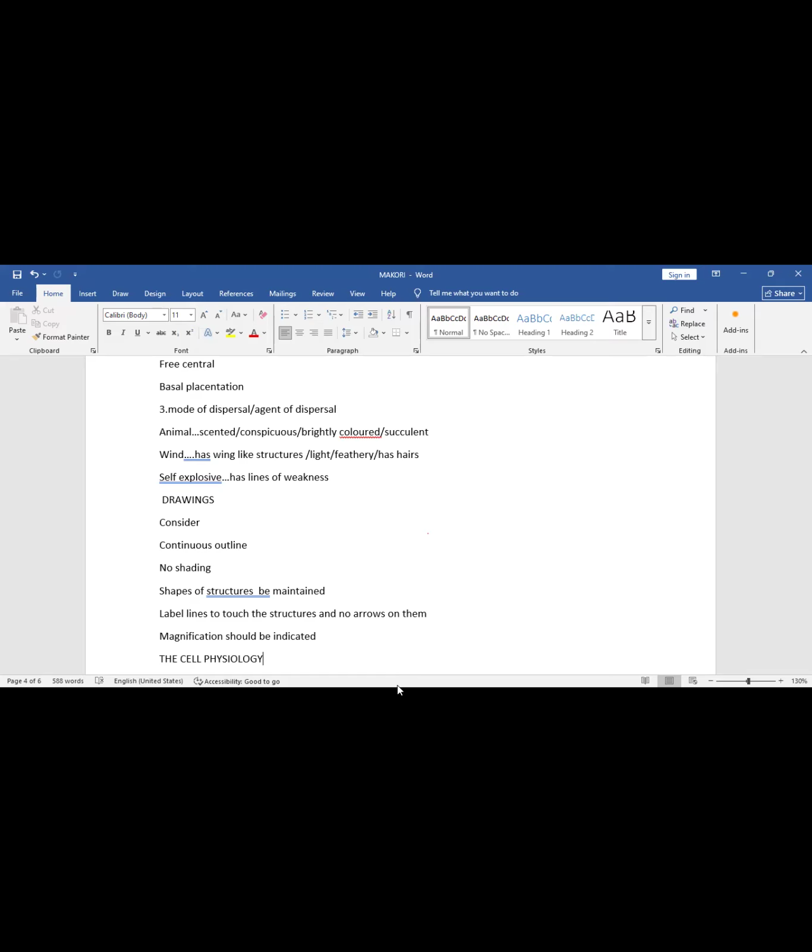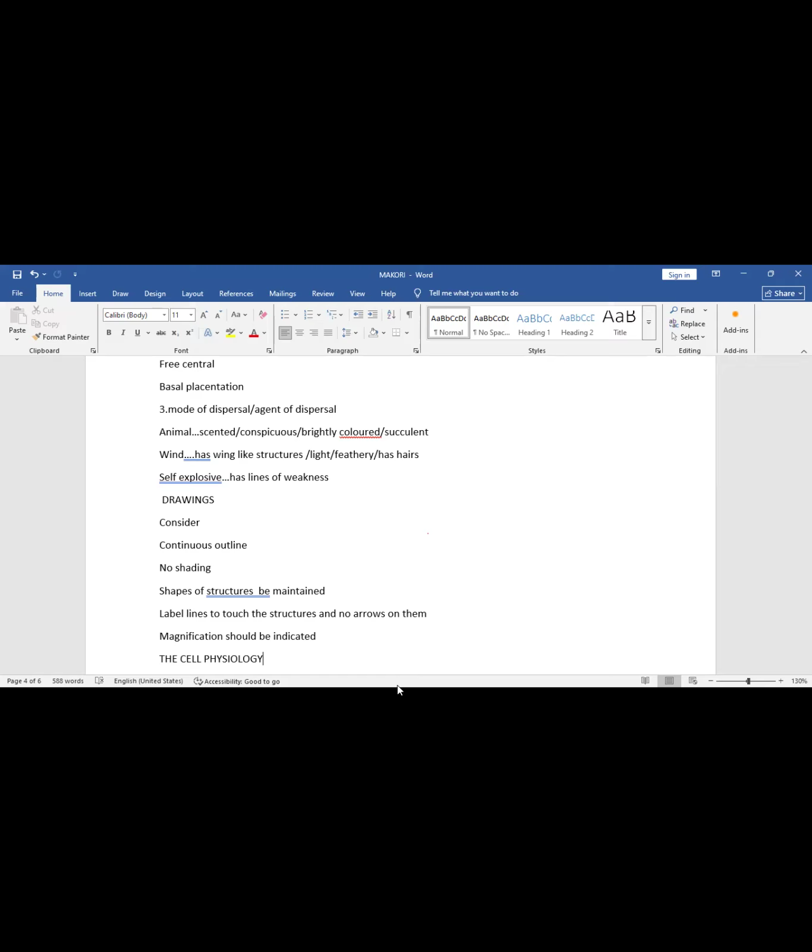The label lines to touch the structures have no arrows on them. So you should not show the arrow within those label lines. They should just touch that structure without hanging outside that. Then another thing is that if you do not touch that structure, then you lose the mark there.